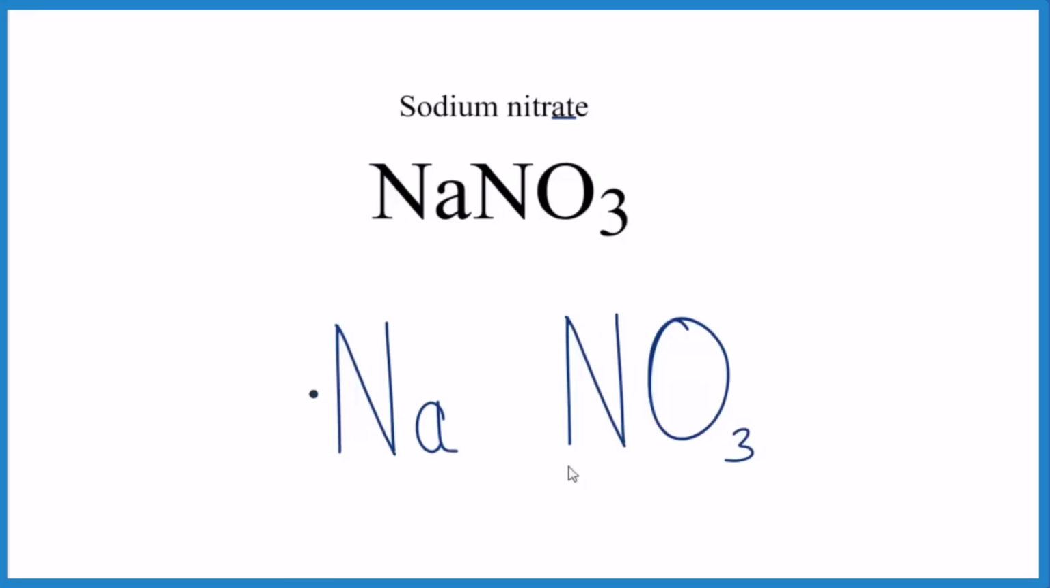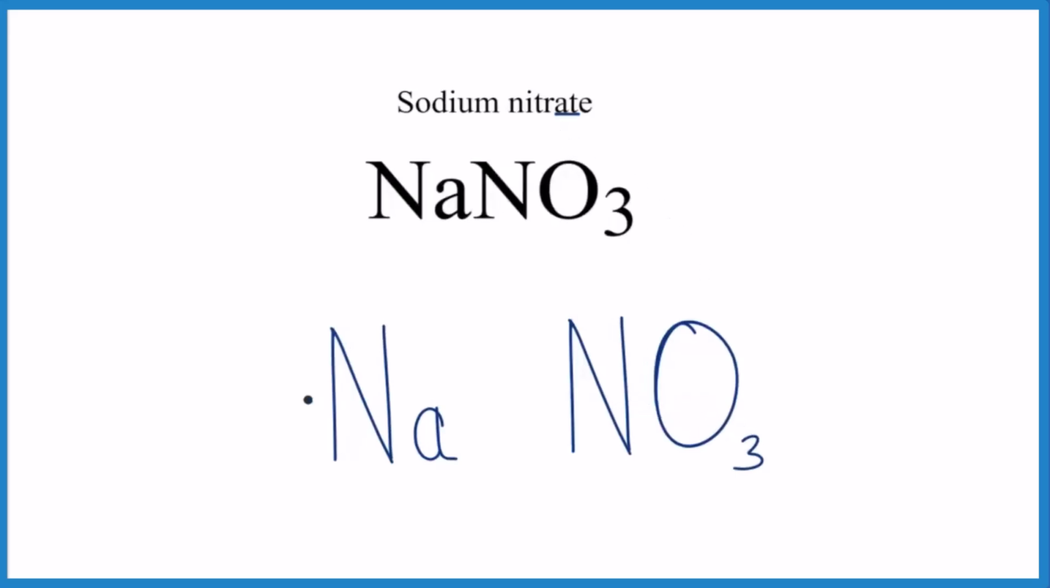But then we have this NO3 polyatomic ion, and that's a little bit challenging. Because the N and the O, those are nonmetals, and it's tightly bound together, we need to do a Lewis structure just for NO3, the nitrate ion. So we'll replace the NO3 with a Lewis structure, and you can check in the description for the video for a link on how to draw the nitrate Lewis structure.